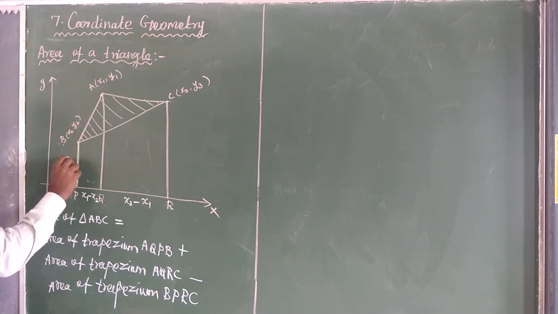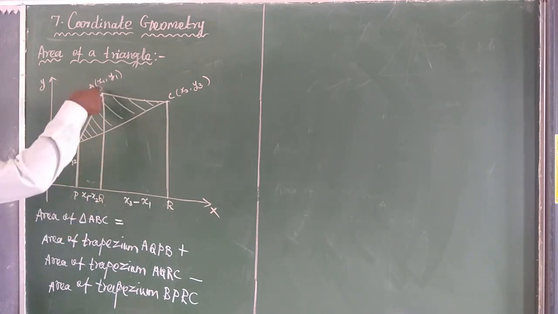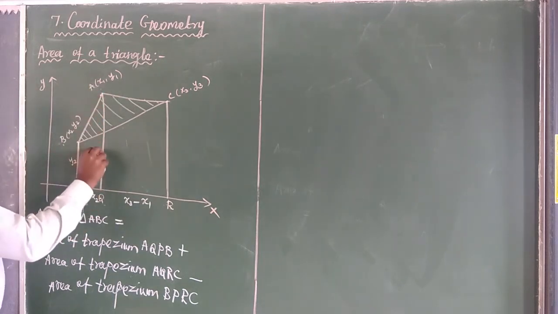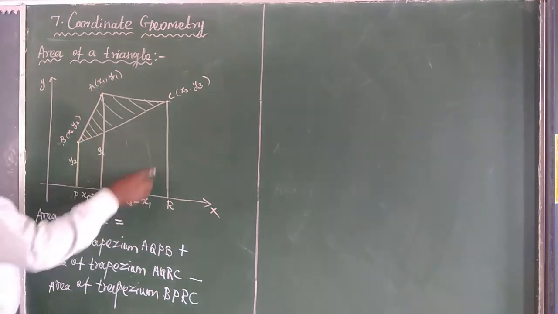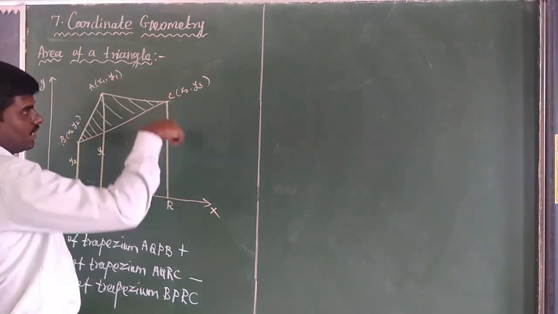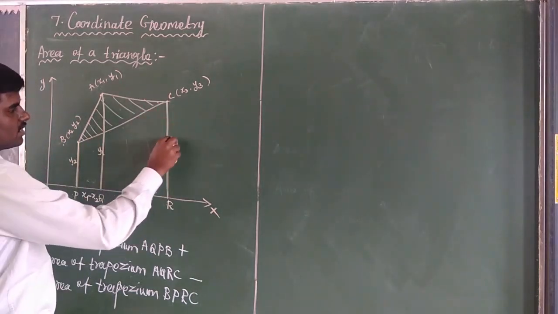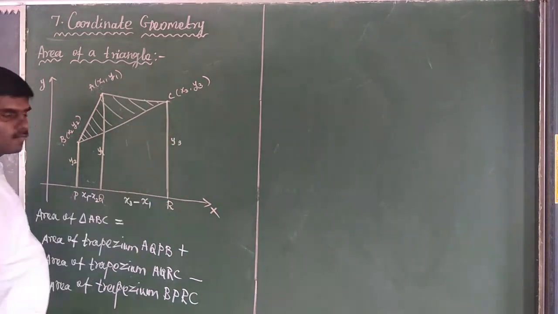What's the vertical distance? y2. It's a y coordinate. AP, that is the vertical distance y1. Next, CR, that is the vertical distance. Here, what's the distance of y3 only? Okay.